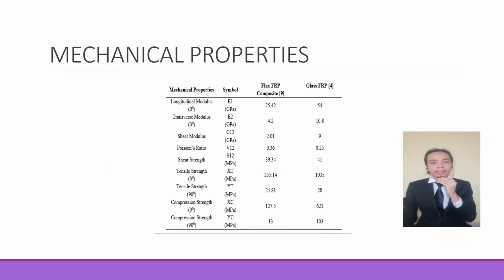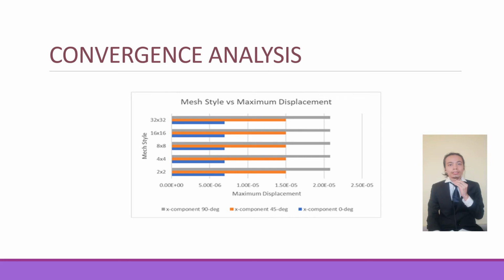These are the mechanical properties for flax and glass FRP that I get from previous research. The convergence analysis is the determination of mesh size used for the modeling and simulations of unidirectional flax FRP under tensile and compression load. It is very crucial to ensure the accuracy of the result, hence improve the reliability of it. This is because the greater the number of mesh size, the higher the accuracy of the value obtained.